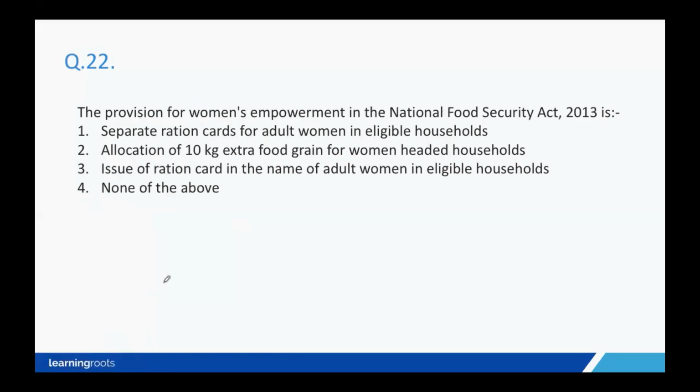Question number 22. Provision for women's empowerment in the nation in the National Food Security Act of 2013 is to issue ration cards in the name of adult women in eligible households. Again, something that you can read about. So it probably makes sense to go through the act, just in case something of the sort turns up again this year. Go through at least the main provisions of the act or the main pointers relating to it, so that in any question which pertains to this, you will be able to answer it.